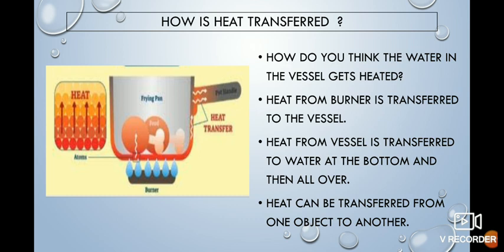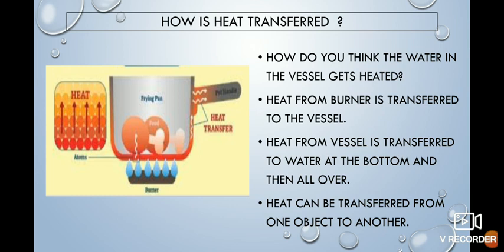The heat from the burner is transferred first to the vessel. First the vessel only will get hot. If you put your hand in the water, you can still put it. It will be cold only. Slowly as the time passes, the water begins to heat.